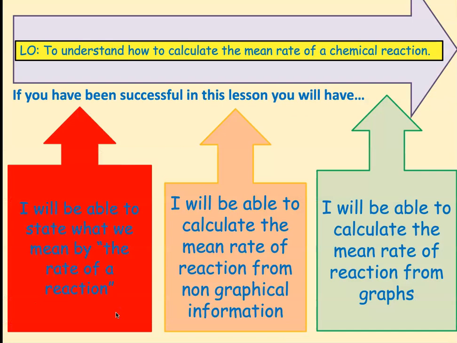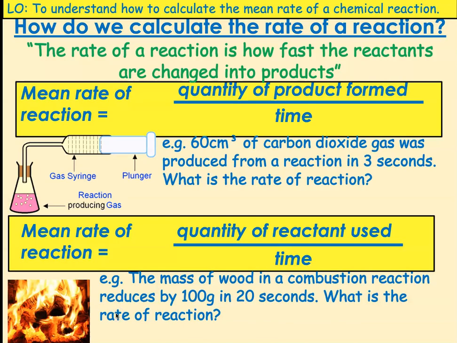Okay, so we should now know what is meant by a rate of reaction. How do we calculate the rate of reaction? Well, just to remind you, the rate of reaction is how fast we change the reactants to products. So we can say that the mean rate of reaction, the average rate of reaction, is the quantity of product formed and how long it takes for it to form that quantity of product.